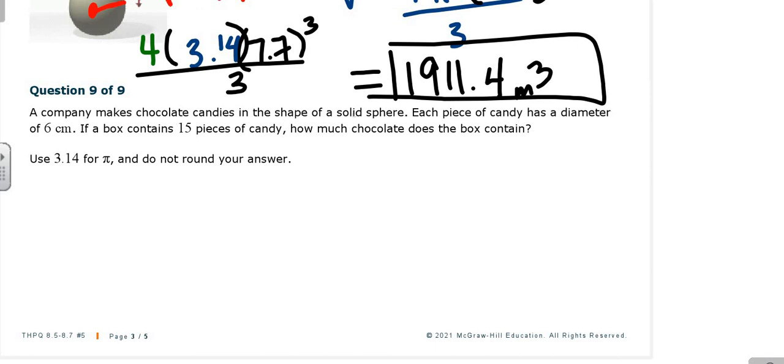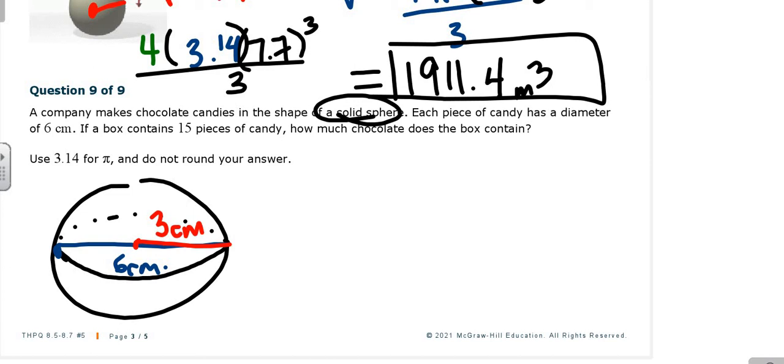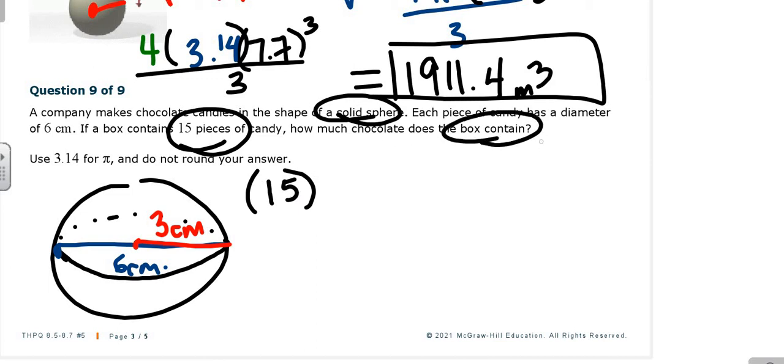Chocolate company makes candies in the shape of a sphere, so the chocolate candies are like this. Each candy has a diameter of 6 centimeters. It's a big candy. That means our radius is 3 centimeters. Box contains 15, so we have 15 candies. How much chocolate does it contain? That's a volume question.